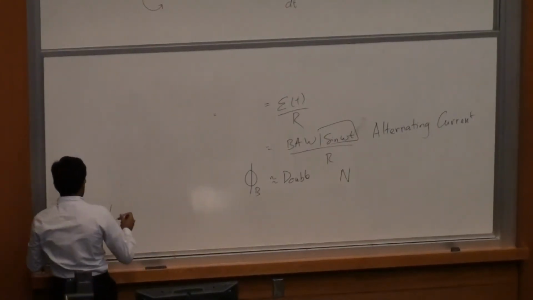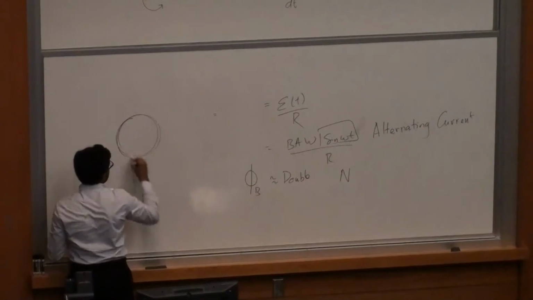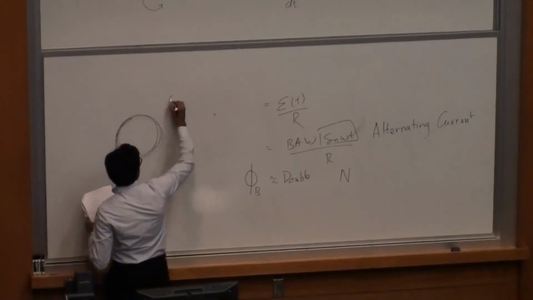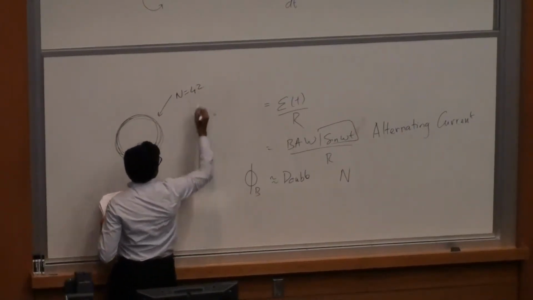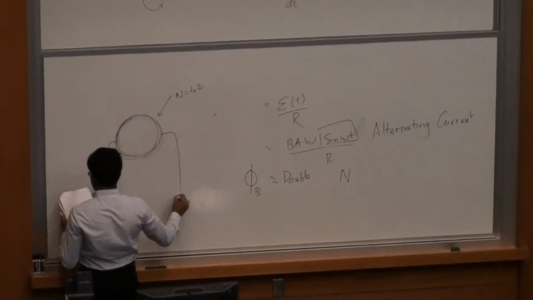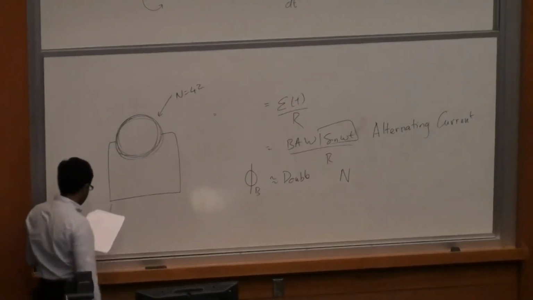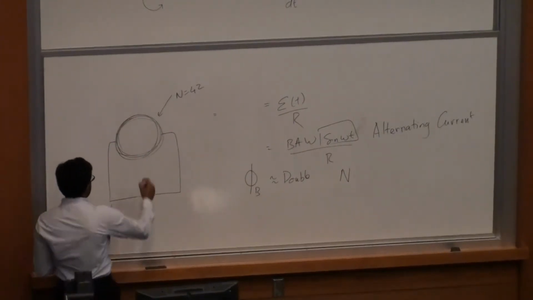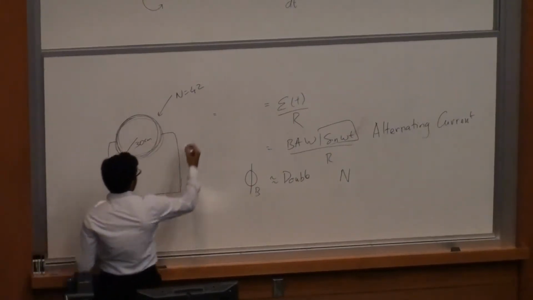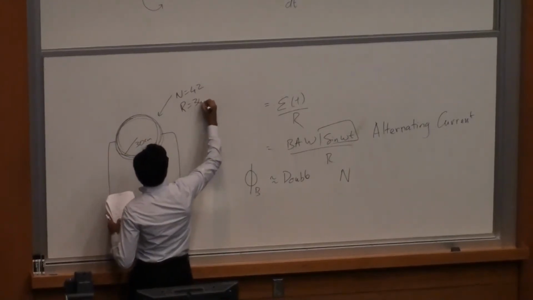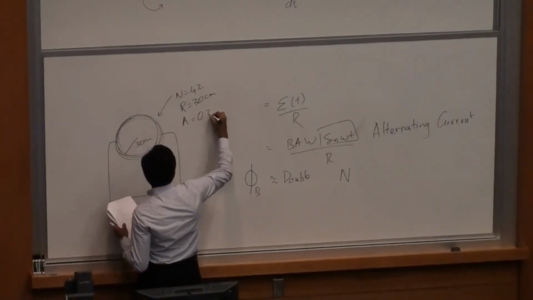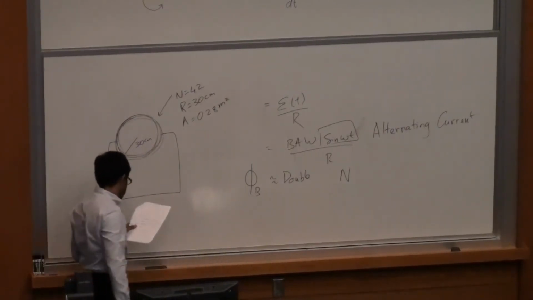So let's take a loop with a lot of windings. This has a lot of windings, and I'm going to give you what that is. This has n equals 42, some random number. I attach this to an ammeter for now. So the radius of this thing, let's say, is 30 centimeters. And therefore, if radius is 30 centimeters, then my area of this loop is going to be 0.28 meters squared. You can check that.